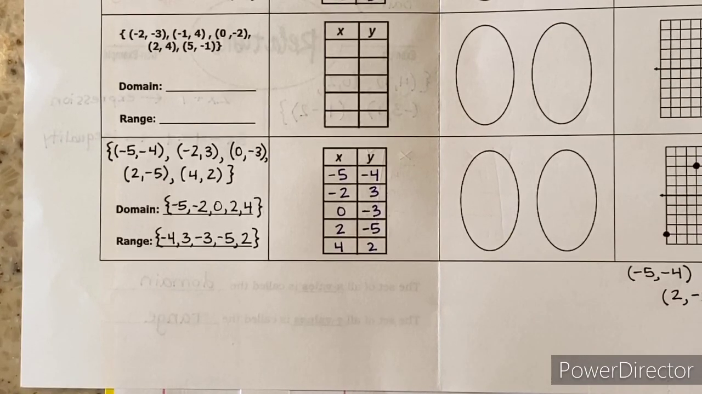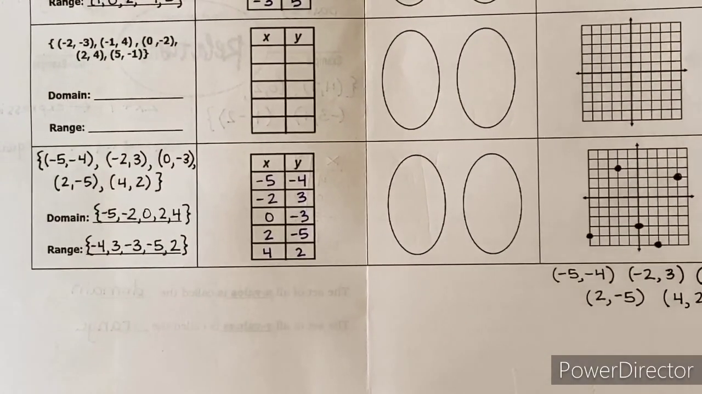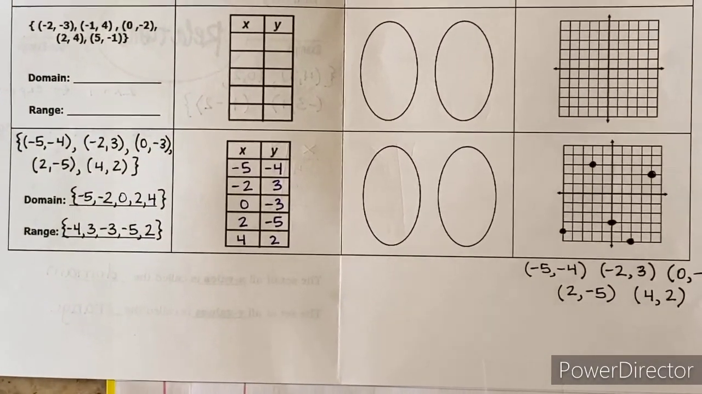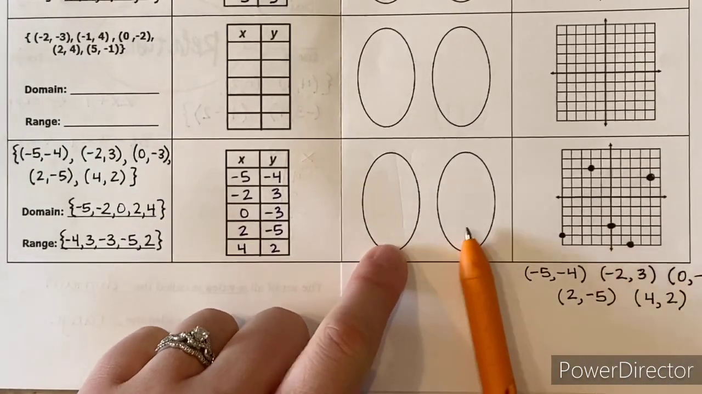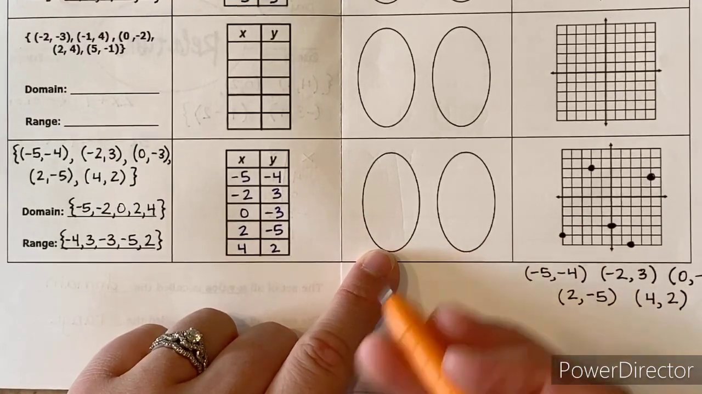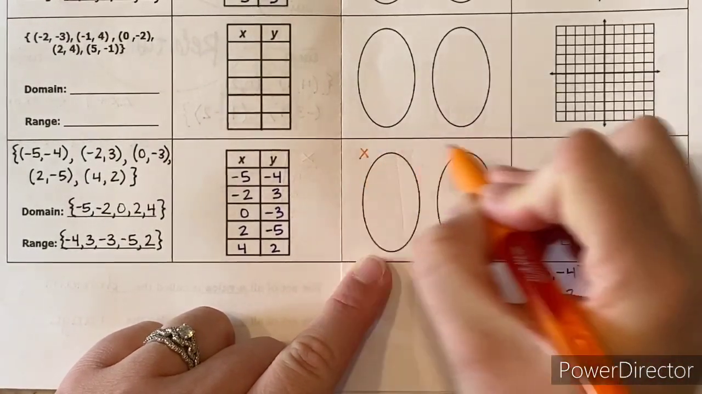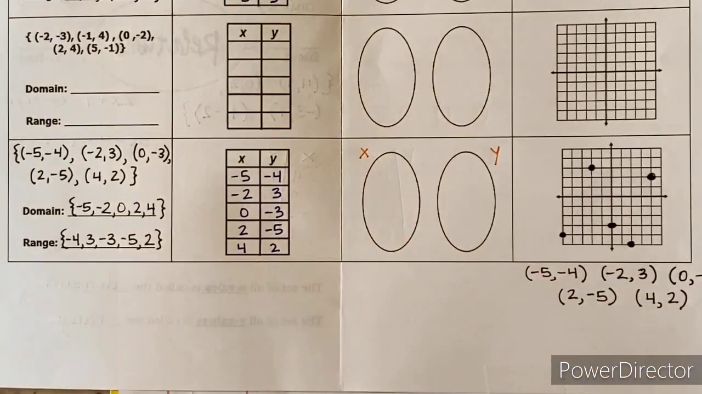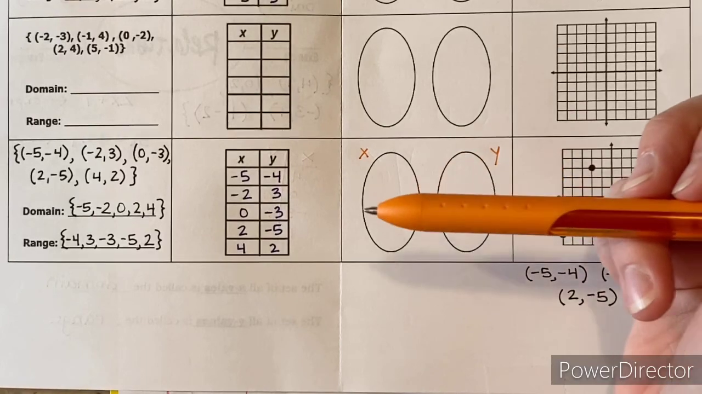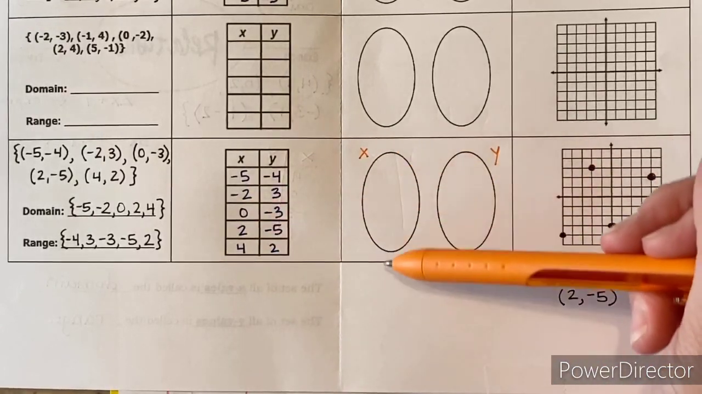And then we have the mapping diagram. So this one is the one that may be new to you. If it is, that's okay. So we got two little ovals or bubbles. Remember that the left one is always our x and the right one is always our y values. And so now we're going to take these numbers that we have in our XY table and write them out.